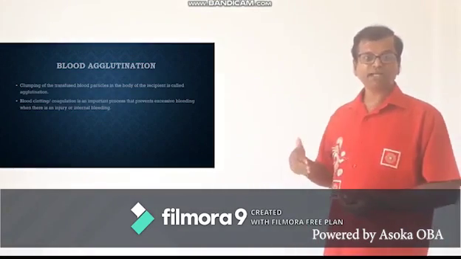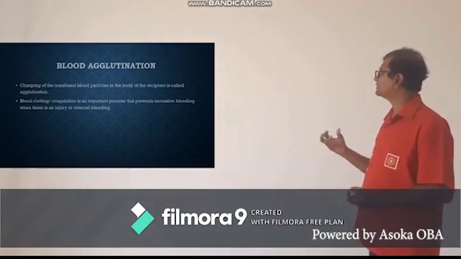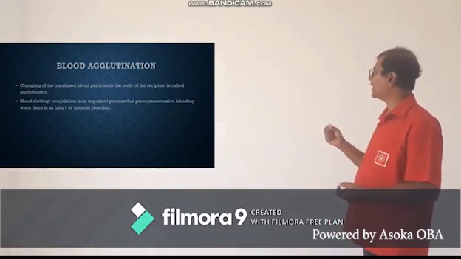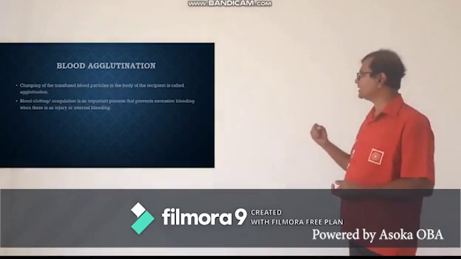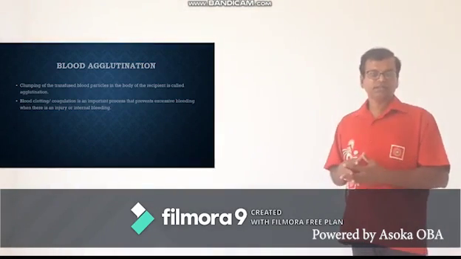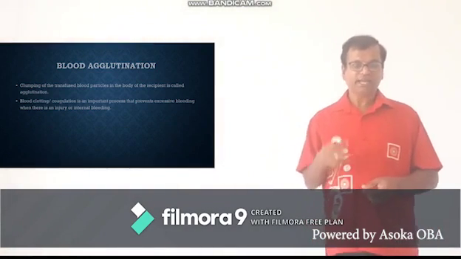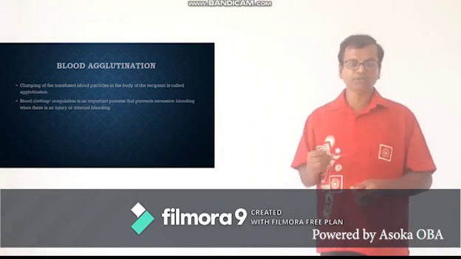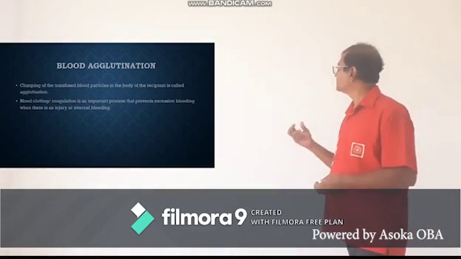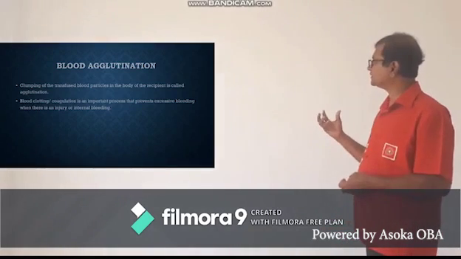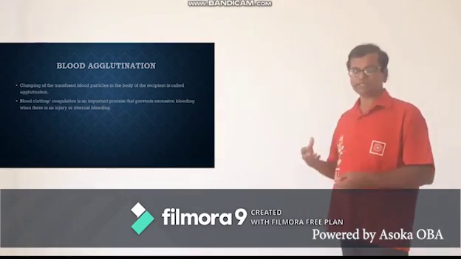Let's study blood agglutination. Clumping of the transfused blood particles in the body of the recipient is called agglutination. That means blood clotting. Blood clotting, agglutination is an important process that prevents excessive bleeding when there is an injury or internal bleeding.